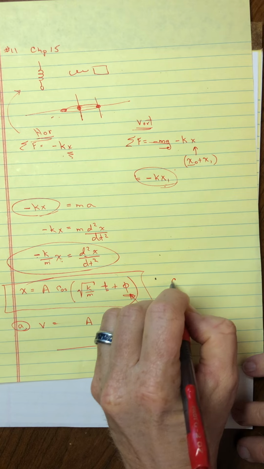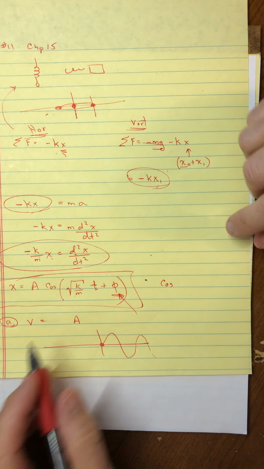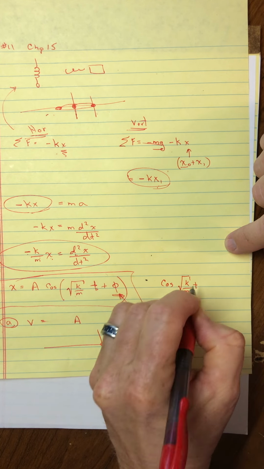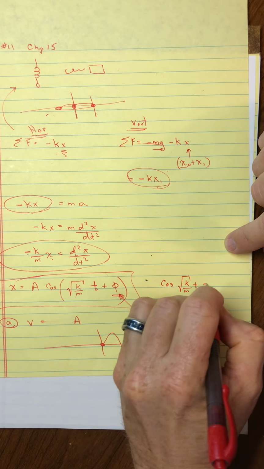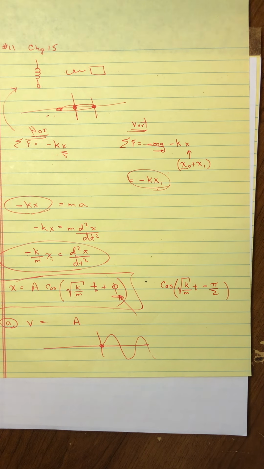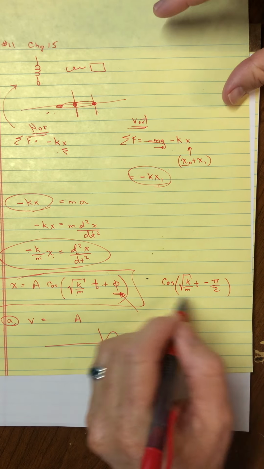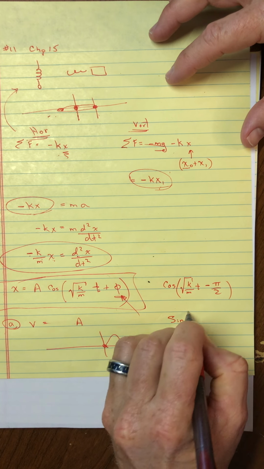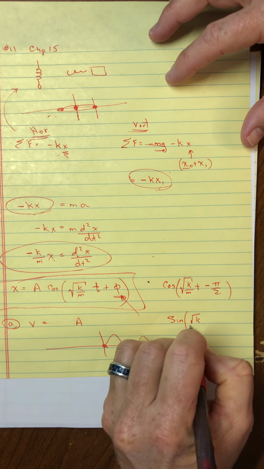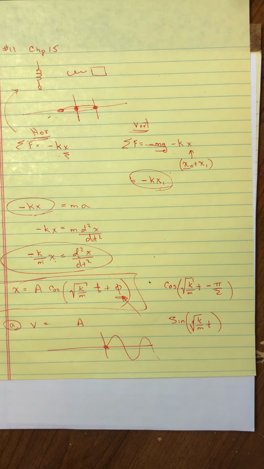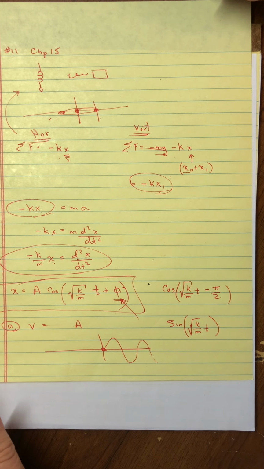So that means this should be cosine of the square root of k over m t and a shift of pi over 2. And in fact, the person doing the solution just even said, oh, don't even write it like a cosine. If you're going to shift it over, you might as well write it like a sine. And so go sine of the square root of k over m t and without a phase. And that's why I say it's easier to work with if you don't have that phase.